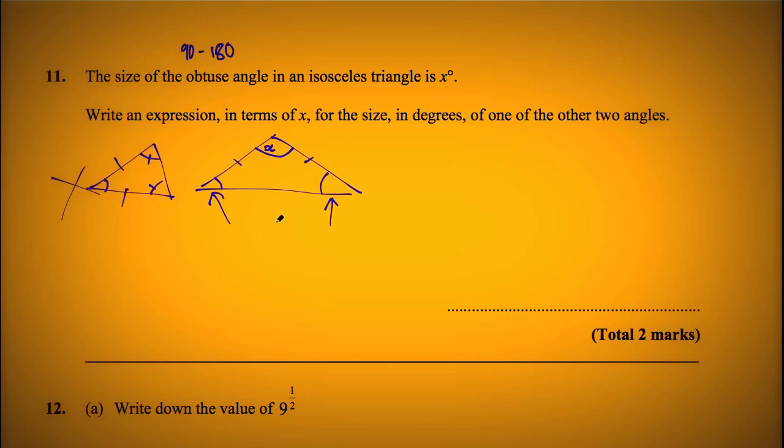These 2 angles would therefore add together to be 180 minus x, the remaining 2 angles. But we then need to divide that angle by 2, so the final answer would be 180 minus x all over 2, or you might want to write that as 90 minus x over 2 degrees.